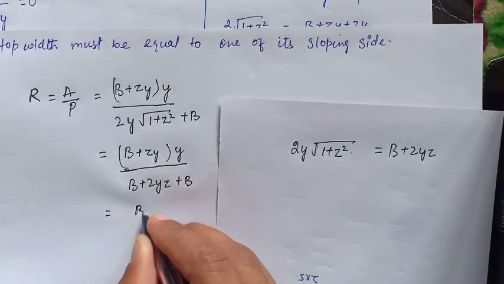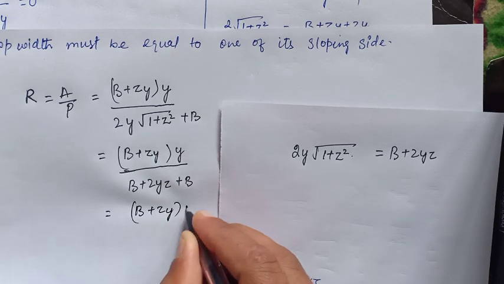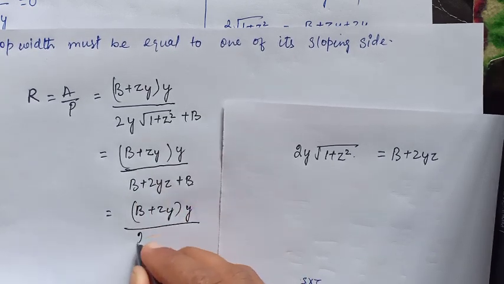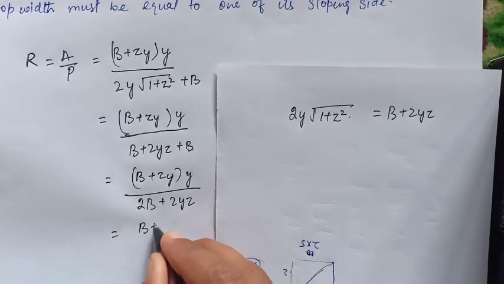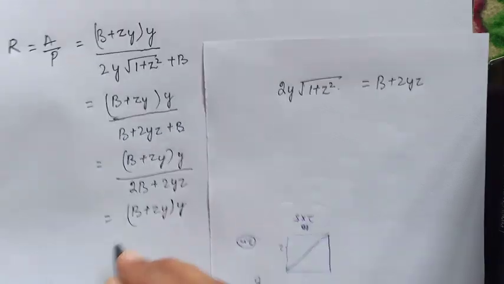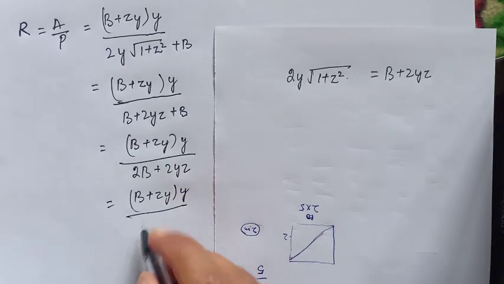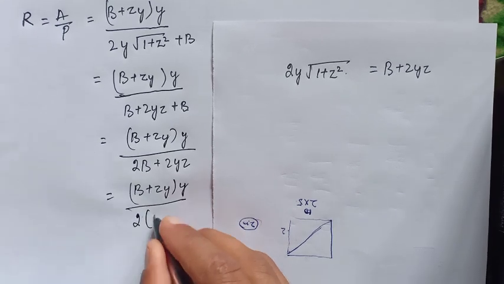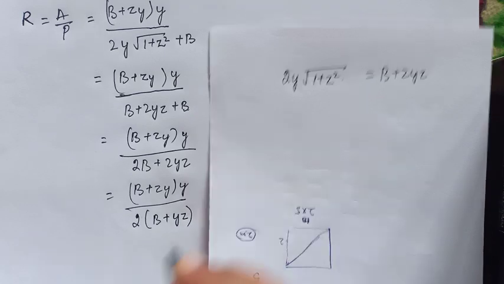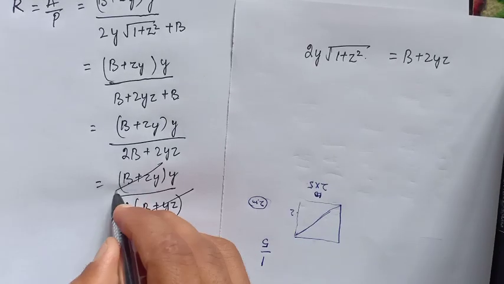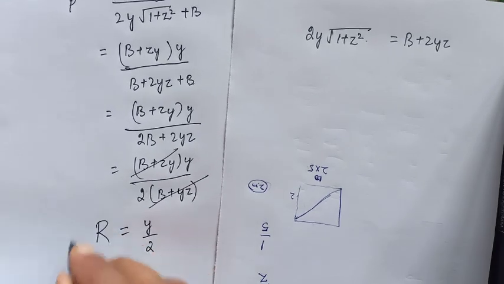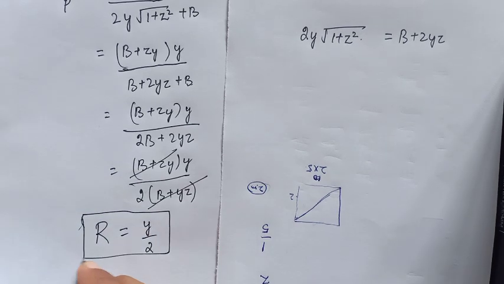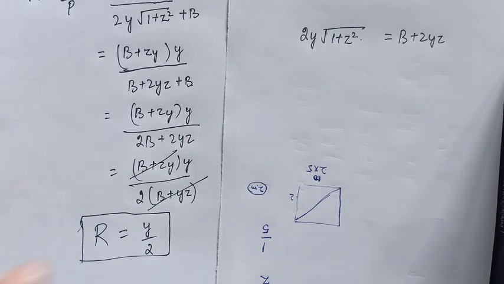Now we can write this (b plus zy) into y upon b plus b, which gives us twice b plus twice yz. (b plus zy) into y will be equal to, we take this 2 out as common, b plus yz. So we can cancel out this b plus yz and this b plus yz. So y by 2 will be equal to R. So this is the second condition for the trapezoidal section to be most economical.